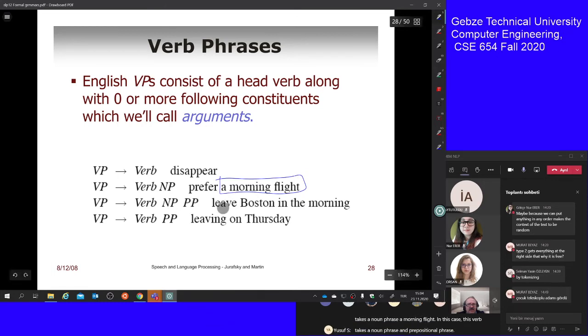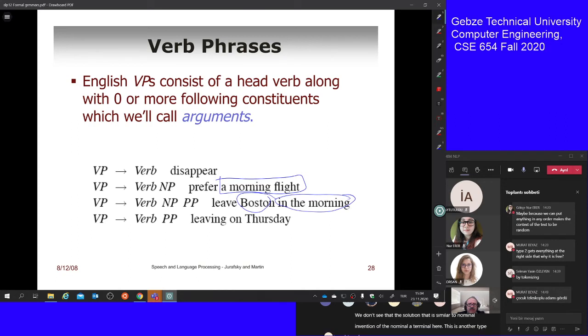In this case, this verb takes a noun phrase and a prepositional phrase. The flights leave Boston in the morning. Okay, so this is a noun phrase, this is a prepositional phrase. And another type of verbs takes directly a prepositional phrase, flights leaving on Thursday. So what I am saying here is we don't see a solution that is similar to the nominal, the invention of the nominal non-terminal. Here we see another type of problem where I have to pick the correct rule depending on my verb. Okay, depending on my verb.